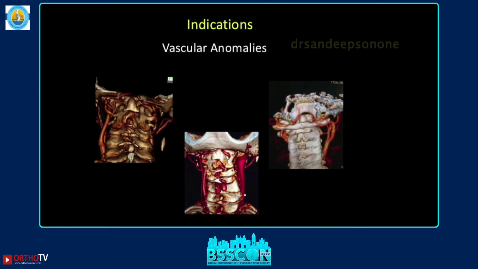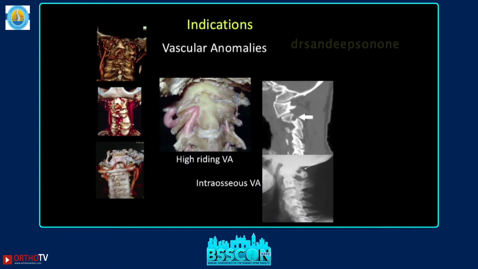Relative indications could be vascular anomalies. We all know there is a 25% chance of vascular anomaly at the C1-C2 joint complex, so it could be anomalies like the fenestrated artery or the high riding vertebral artery, which has got an abnormal course or extension intraosseously into the C2 body, which sort of hinders the posterior fixation.